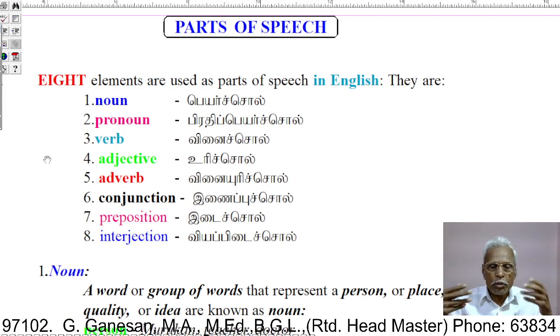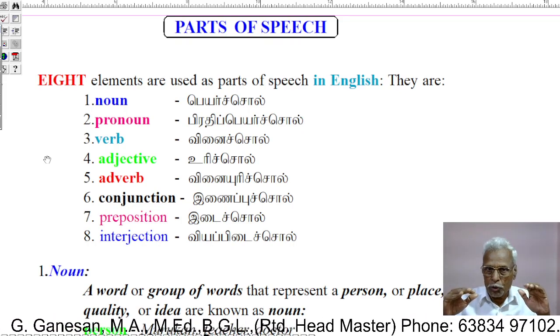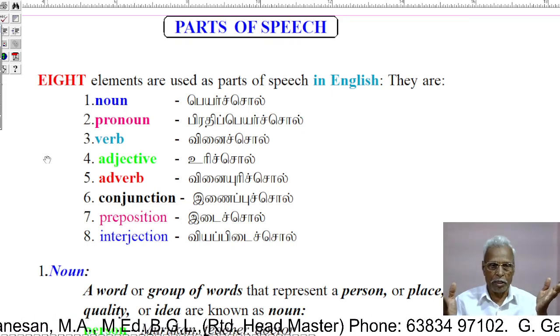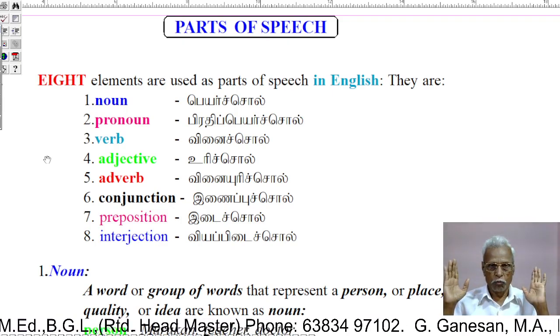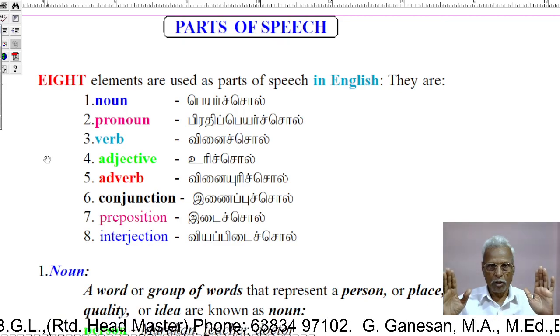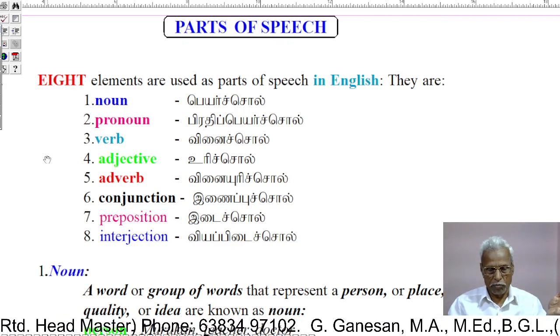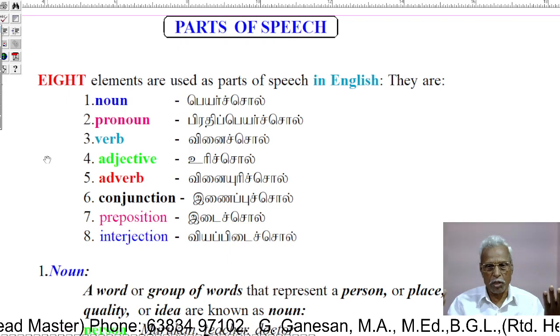Today we are going to see elaborately regarding noun. What is a noun? How are plurals formed and what are their functions? These things we are going to see.